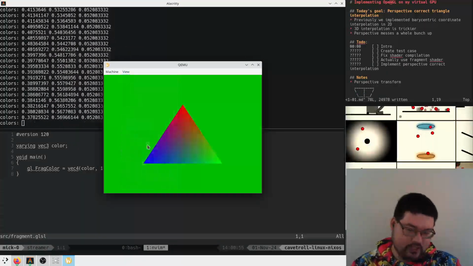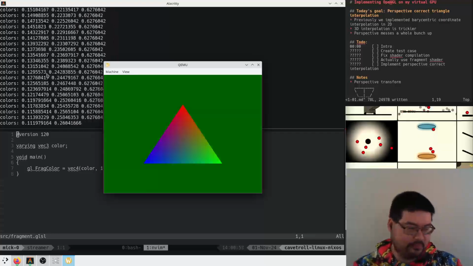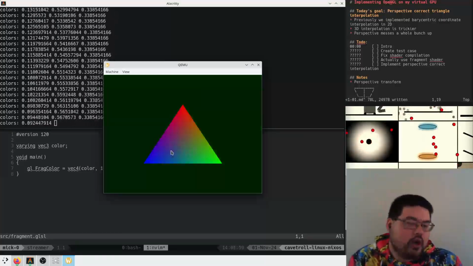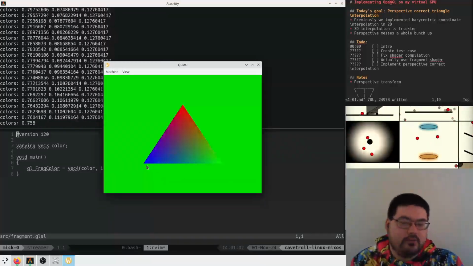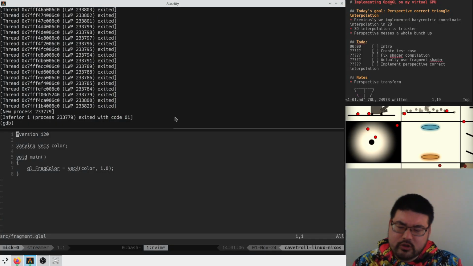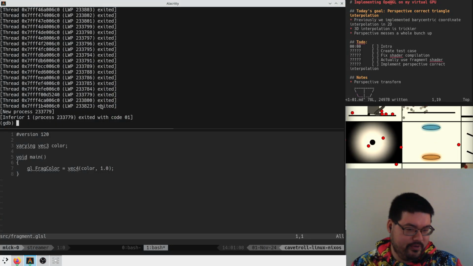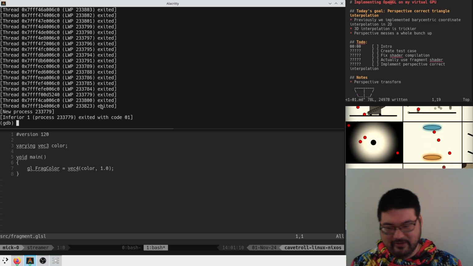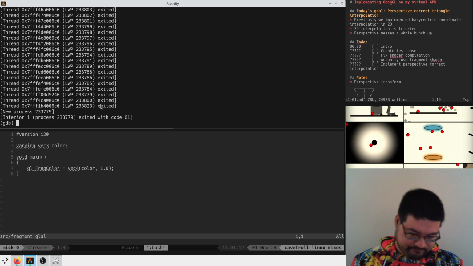Hold on, it's really slow right now because I'm spamming some prints from yesterday that I didn't clean up. But we have a triangle that shows on the screen, and we can see that it is interpolating blue, green, red over here. So that's pretty cool. It crashes as well because I don't know. We didn't really get to the end of this yesterday.